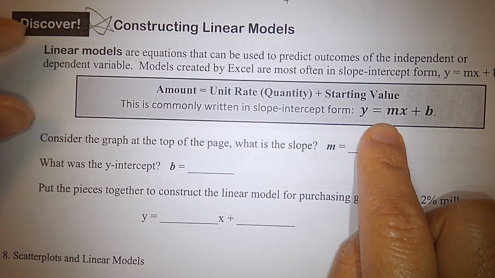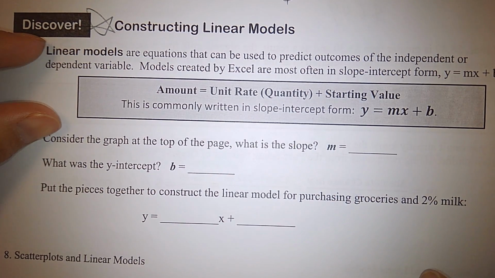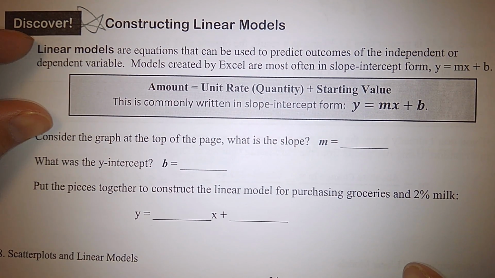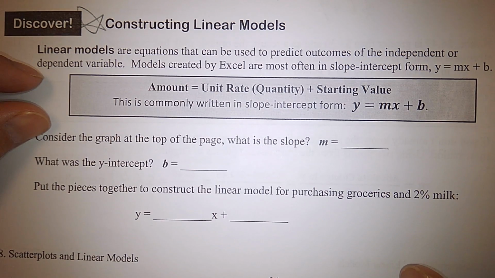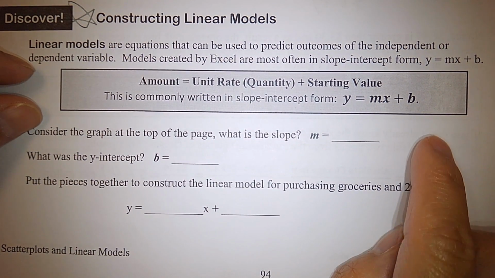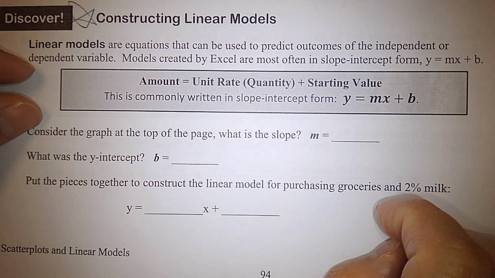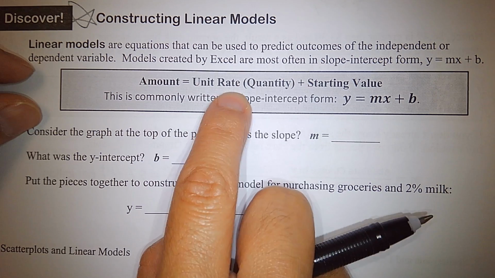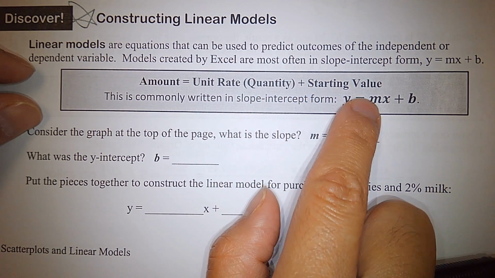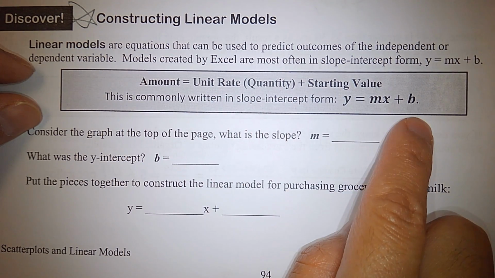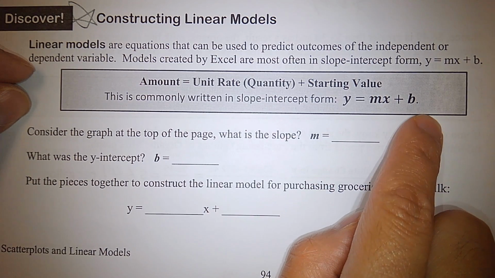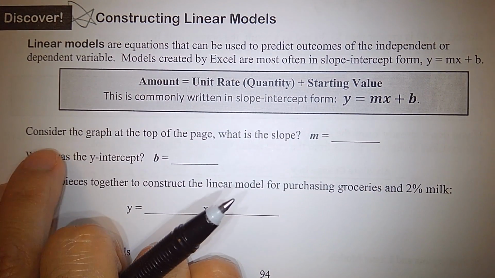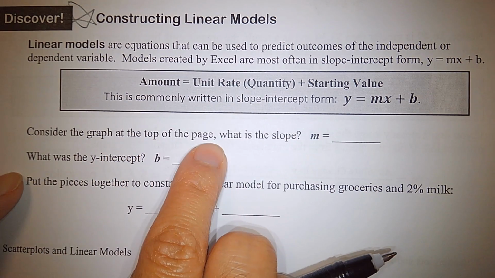A volunteer read this part for us. Chris? Linear models are equations that can be used to predict outcomes of the independent or dependent variable. Models created by Excel are most often in slope-intercept form. y equals mx plus b. Amount equals unit rate times quantity, plus starting value. This is commonly written in slope-intercept form. y equals mx plus b. Okay, very good. Thanks.